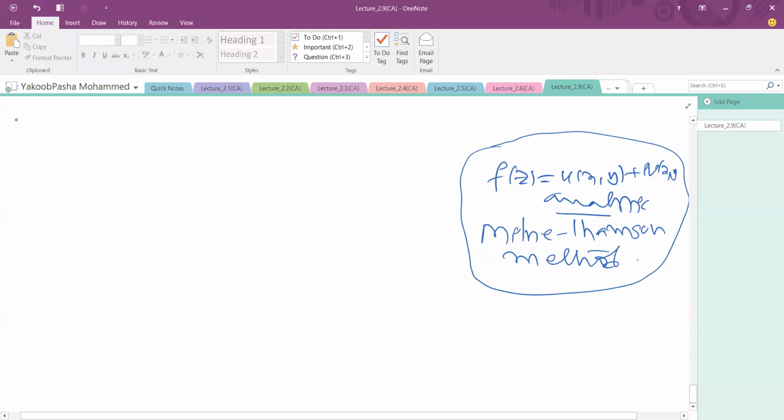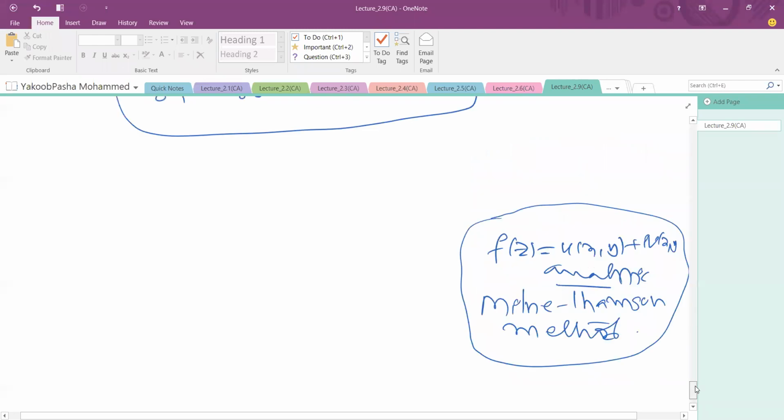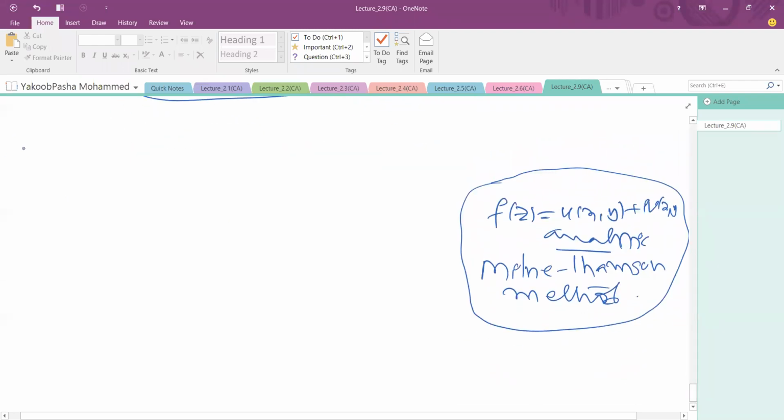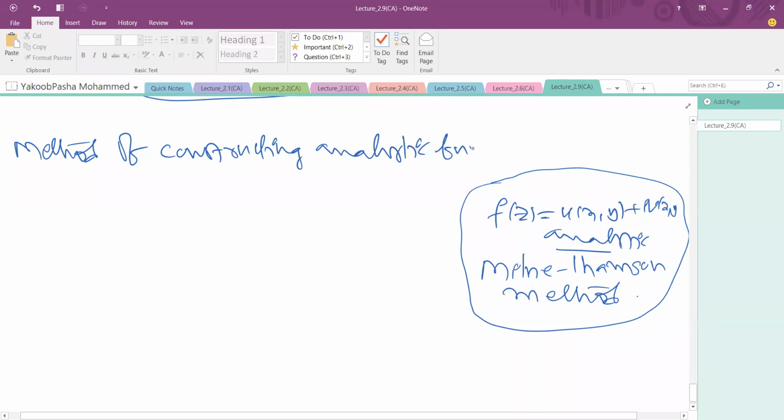Method of constructing an analytic function. It is a very important method. The method is called the Milne-Thomson method.